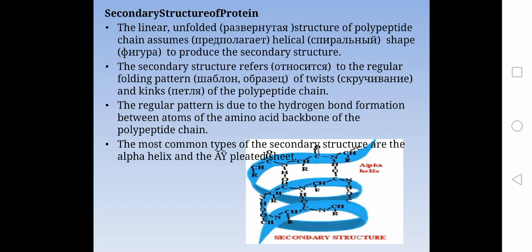On this picture, secondary structure of protein. The linear unfolded structure of the polypeptide chain assumes a helical shape to produce a secondary structure. The secondary structure refers to the regular folding pattern of twists and kinks of the polypeptide chain. The regular pattern is due to the hydrogen bond formation between atoms of the amino acid backbone on the polypeptide chain. The most common types of secondary structure are the alpha helix and the beta pleated sheet.